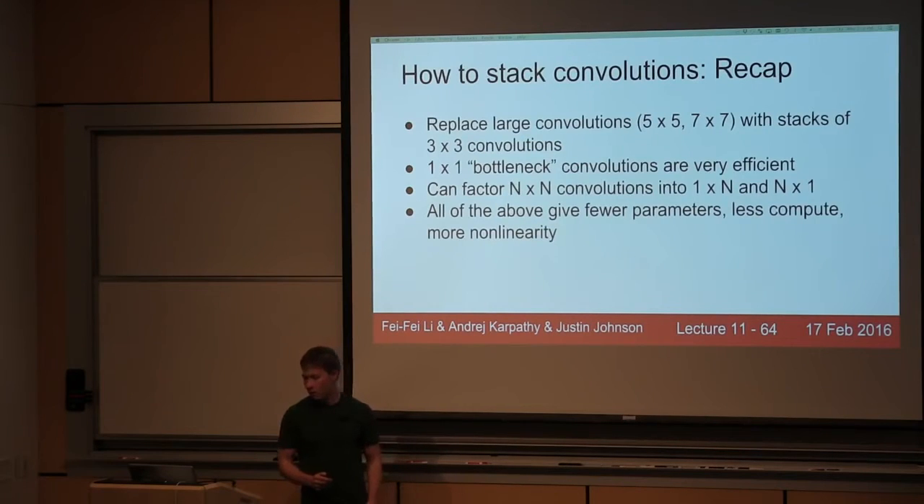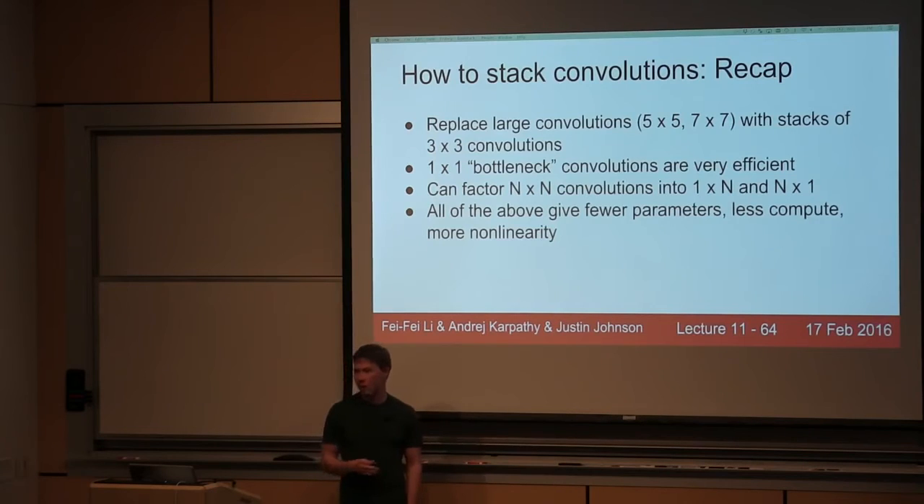So the quick recap from convolutions and how to stack them is that instead of having a single large convolution with a large filter size, it's usually better to break that up into multiple smaller filters. And that even maybe helps explain the difference between something like VGG, which has many, many 3x3 filters, and something like AlexNet that had fewer, larger filters.